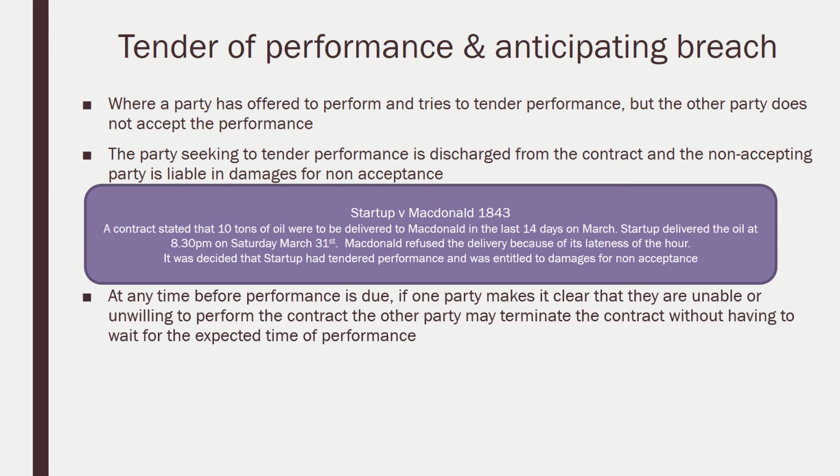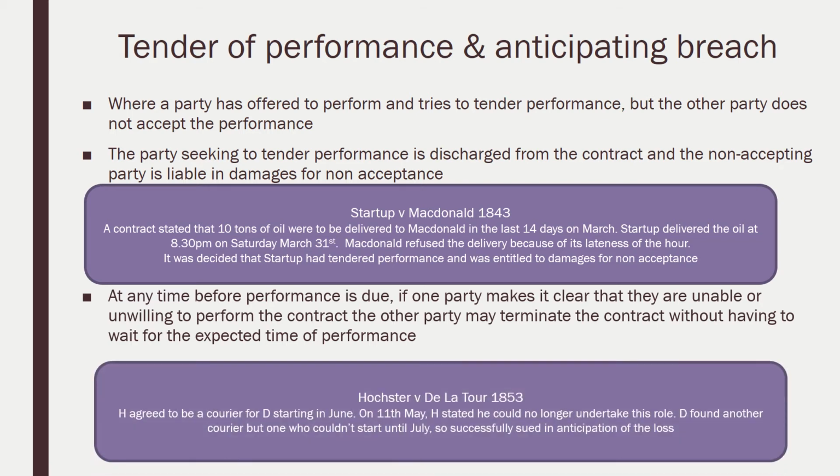Now, what could happen as well, again, a potential small instance to look out for in scenarios. It could be that a party makes it clear to the other party before performance is due that they are unable or unwilling to perform their contractual obligations. So, I'm going to be unable to do X. And this is really clearly set out again in this case, Hochster v de la Tour. What happens if you say that you can't undertake a role or you can't perform your contractual obligation coming up?